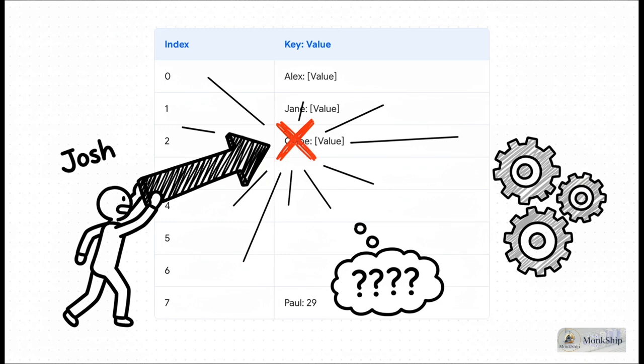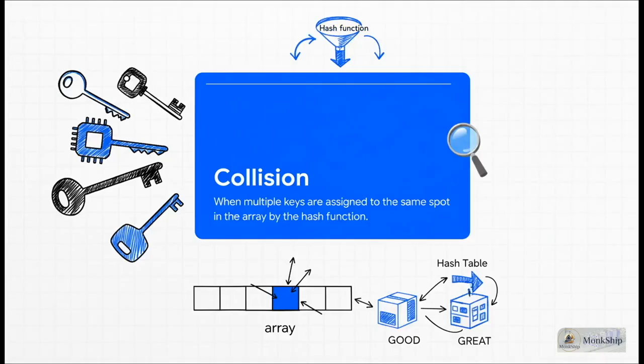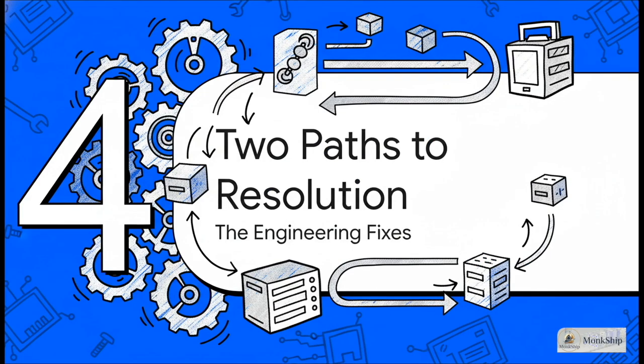This is the exact moment that every single hash table has to be designed to handle. Yep, this has a name. It's called a collision. It's when our hash function accidentally assigns 2 different keys to the exact same spot. And here's the thing. It's gonna happen. It's inevitable. So how we deal with it is what really makes a hash table truly great. So our machine has a glitch. Time for a fix. And it turns out there are 2 main ways to think about this.